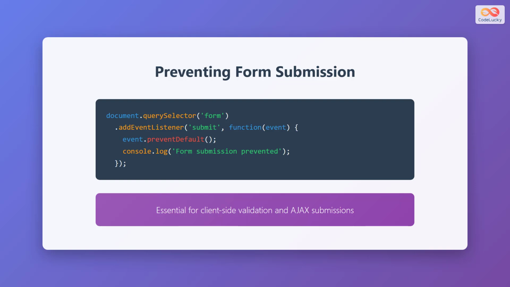When the form is submitted, the event listener function is triggered and event.preventDefault is called to stop the form from submitting. Instead of submitting, a message is logged to the console saying "form submission prevented". This is essential for performing client-side validation or using Ajax to submit the form data in the background.